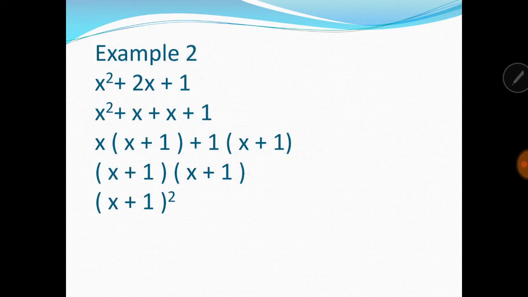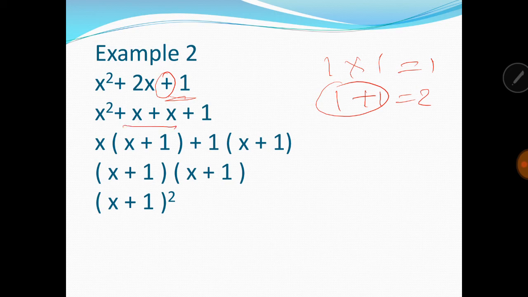Let's take another example, x squared plus 2x plus 1. Now you see you have 1 as a coefficient here and 1 here. So you have only one number, which is 1 times 1. So 1 times 1 is 1 and 1 plus 1 is 2. Now this is a plus sign, so you add these two factors and you get 2x. So 2x you are writing as x plus x.